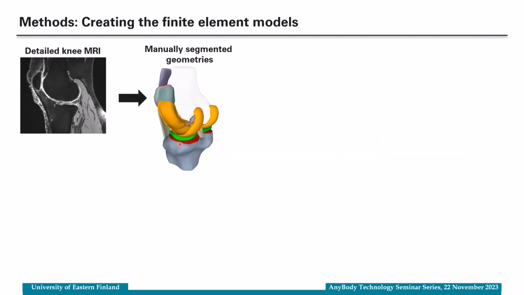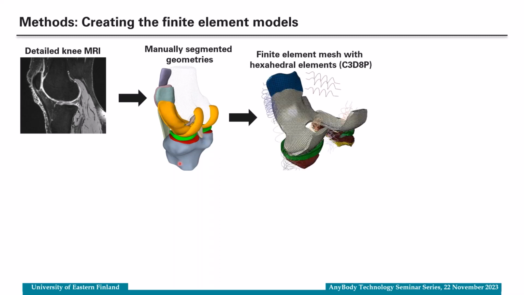Then continuing with the finite element models, we used the detailed knee MRI. We again went through manual segmentation for the cartilages, and here we also segmented the bones, especially the regions with total cartilage loss where we might have some contact with the underlying bone. Then, using the segmented geometries and hexahedral elements, we created the finite element models. We also had the ligaments in the model, whose insertion points were obtained from the MRIs of the subjects.